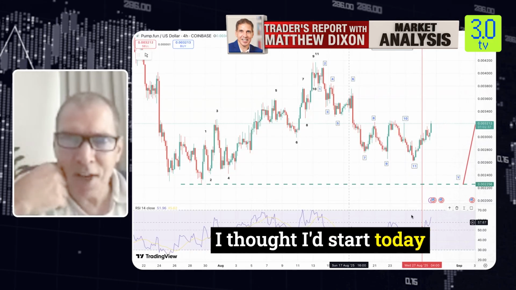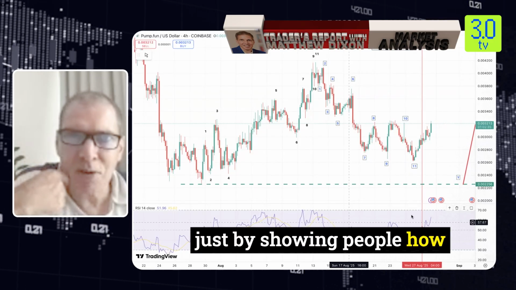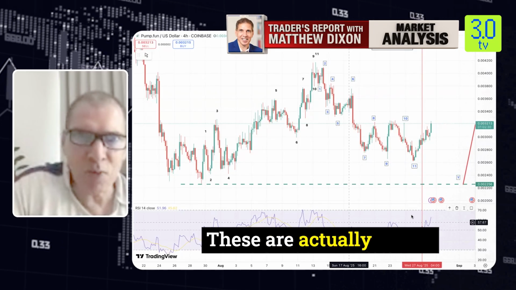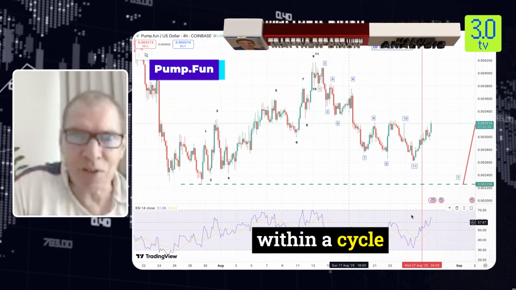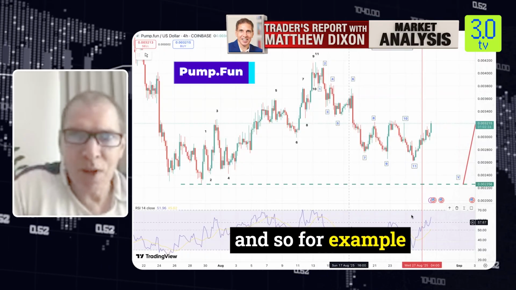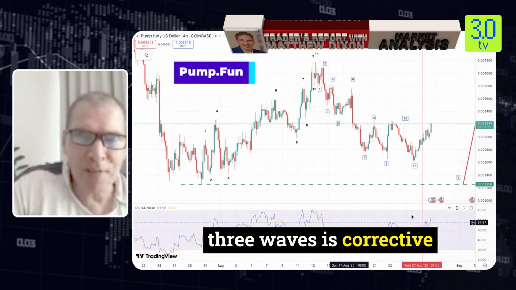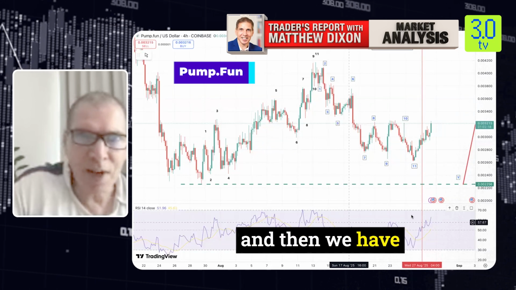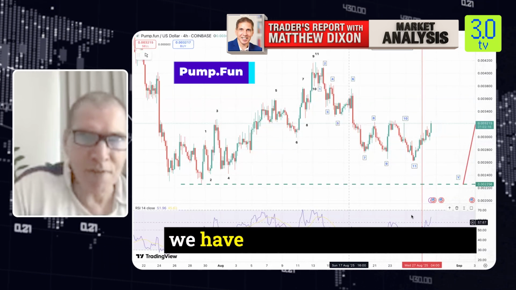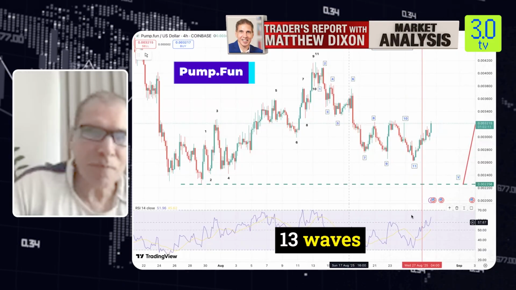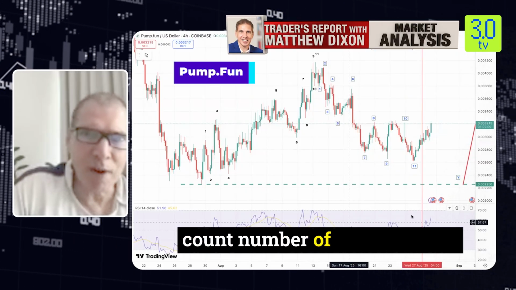So I thought I'd start today just by showing people how to count waves. Now these are not Elliott waves, these are actually waves within a cycle. And so we have different wave numbers. For example, 3 waves is corrective, 7 waves is corrective, 11 waves is corrective, and in terms of impulsive waves, we have 5 waves are impulsive, 9 waves, 13 waves. So it's very important to count the number of waves within a cycle.